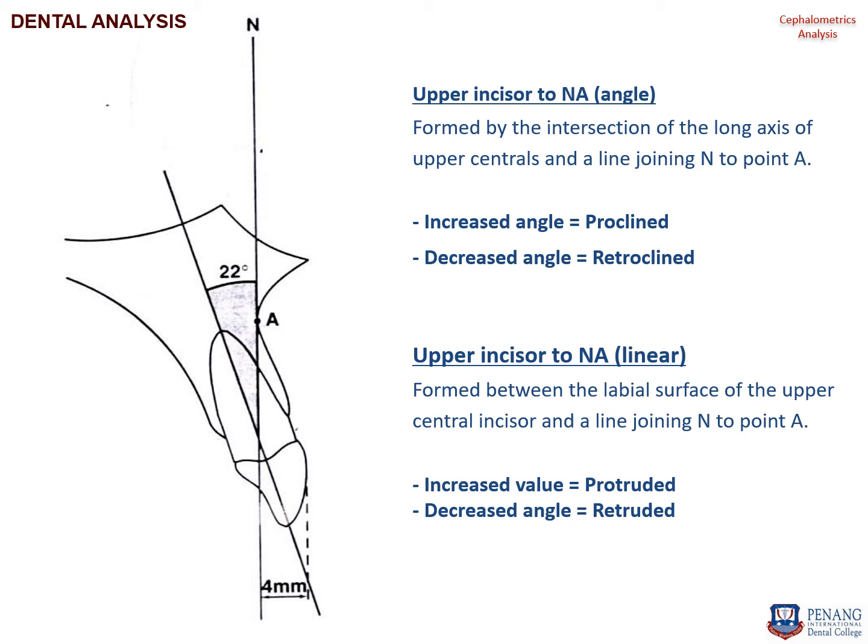Now coming to the linear measurement. This is formed between the labial surface of the upper central incisor and a line joining nasion to point A. Here the reference line, nasion to point A, remains the same. In the angular measurement we use the long axis of the upper central incisor, whereas in the linear measurement, we use the labial surface of the upper central incisor. An increased value will again show that the tooth is protruded, whereas a decreased value will show that the tooth is retruded.